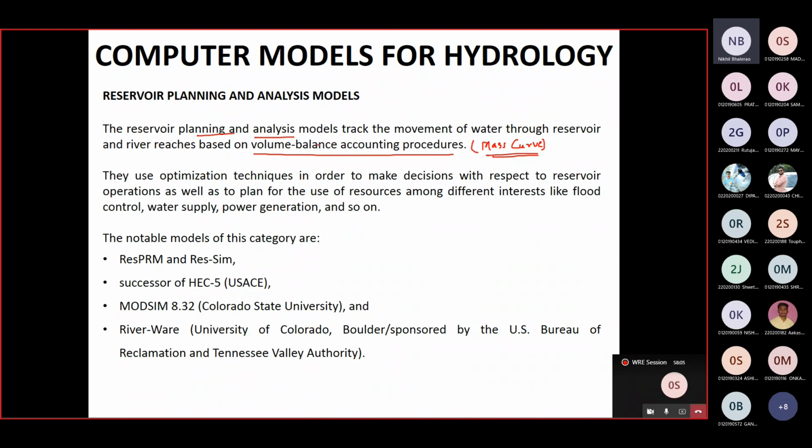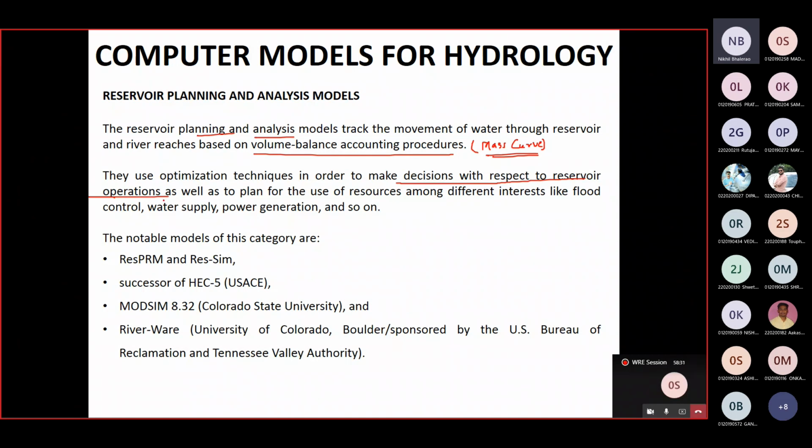These are used in terms of reservoir operations. So they are going to use optimization techniques in order to make decisions with respect to reservoir operation. If you remember in unit number 5, we had one problem that is a part of dynamics, where we have used the dynamic study towards the water allocation. This is a part of your reservoir operation.